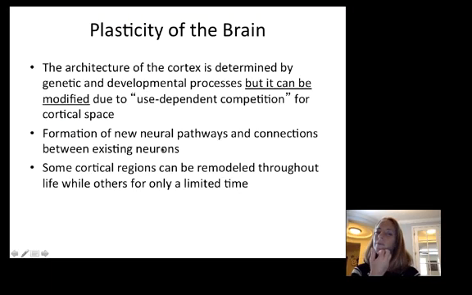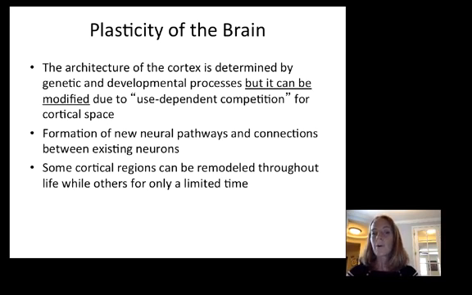The last thing I'll say about the brain before we move on to the spinal cord is that it can exhibit plasticity. The architecture of the cerebral cortex, or the organization of the cortex, like the mapping that I showed you where the different areas are, is determined by genetic and developmental processes, but there's some really fascinating research going on right now that shows that the organization of the cortex can be modified due to how much activity is in a particular area. We call this use-dependent competition.